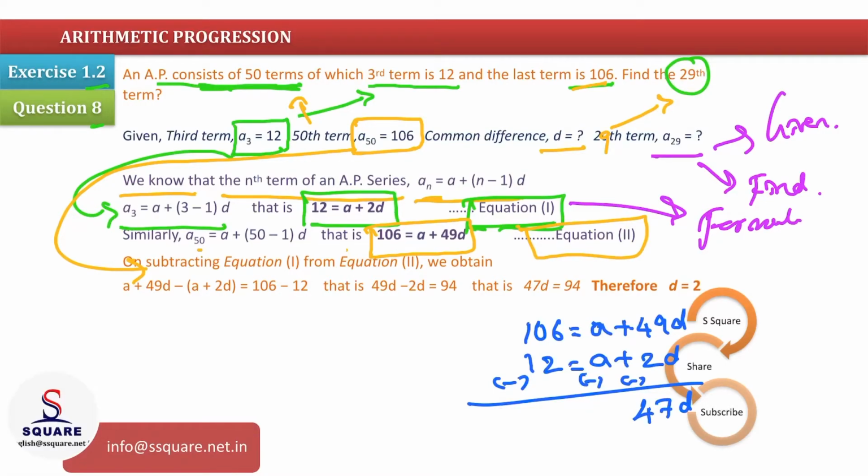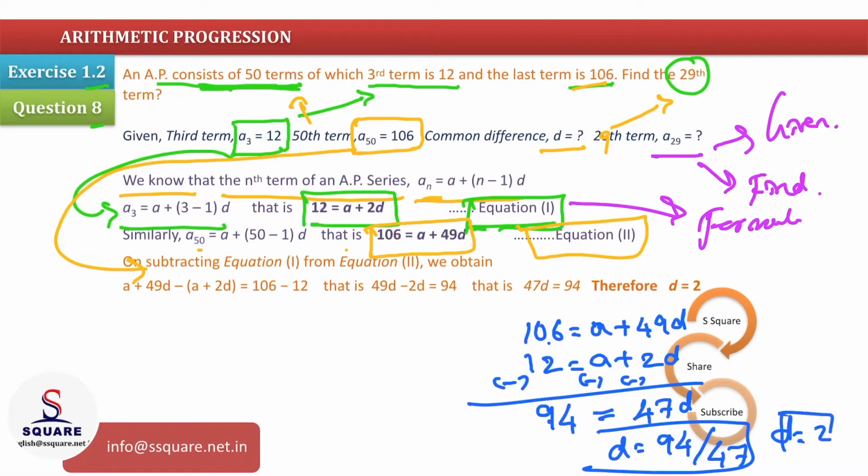So the bigger number is 49, its sign is plus, so I am writing plus only. Plus a minus a gets cancelled, so here plus a is not required. So 47d is equal to 106 minus 12. 106 minus 12 is 94. So d is equal to 94 divided by 47. So d is equal to 2. Here is the answer. D is equal to 2.